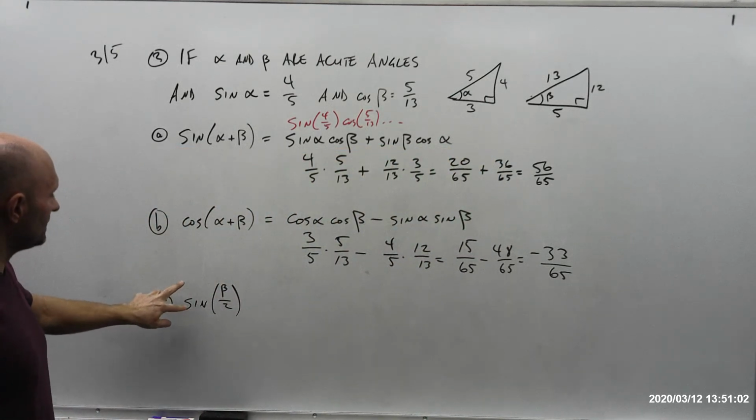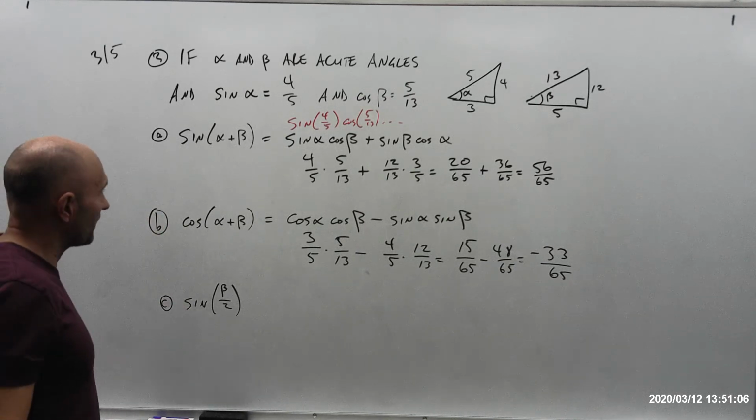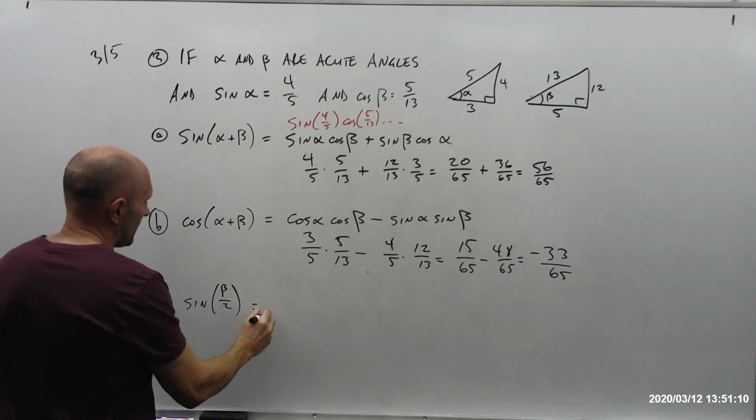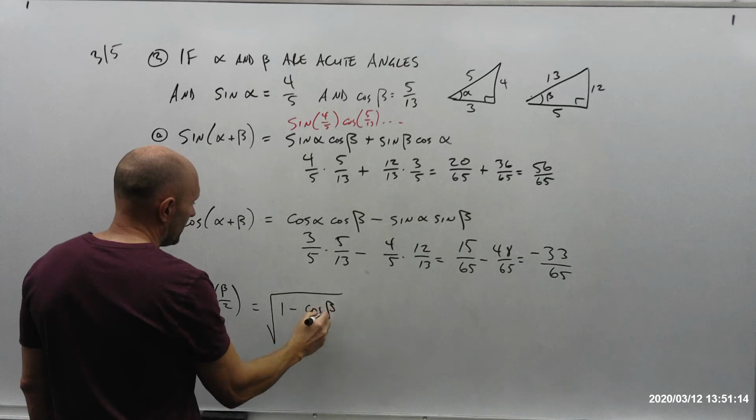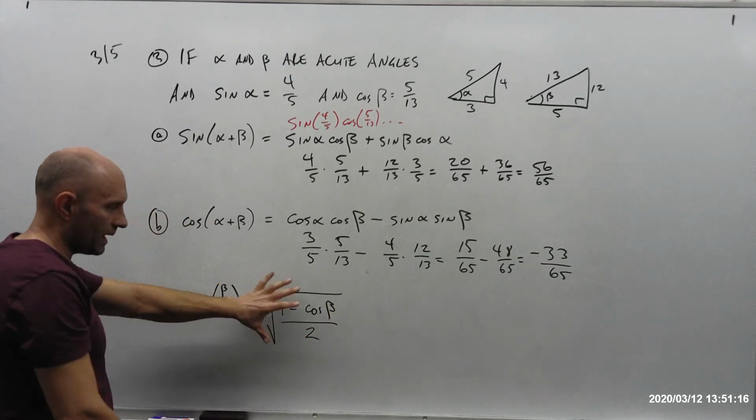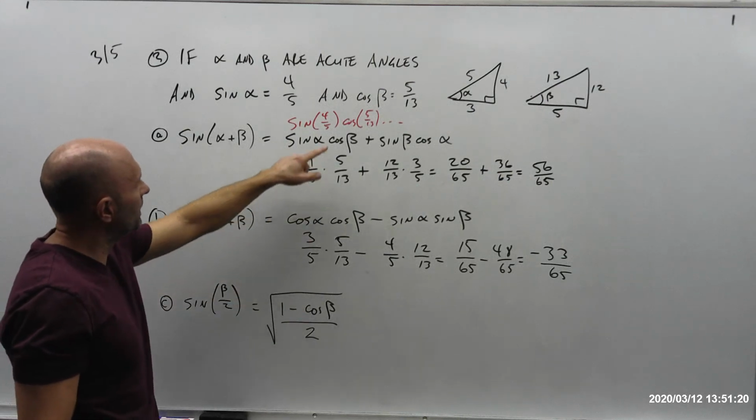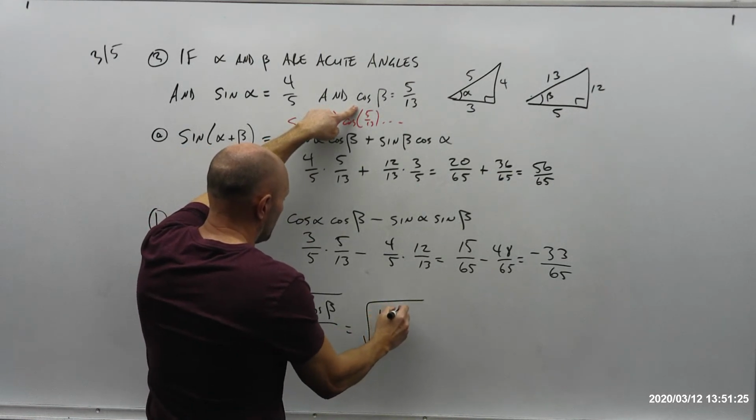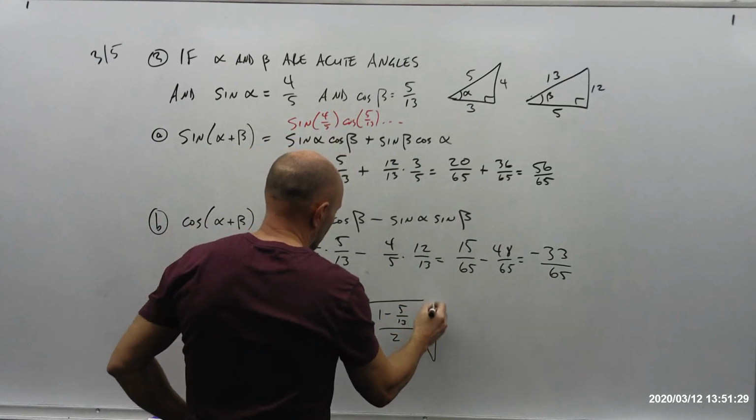Now last but not least, our half angle. So, sine, well, we're in quadrant 1, told us acute angle, so we know it's going to be positive. The formula is 1 minus cosine of beta all over 2. Everything is under the radical symbol. So what is cosine of beta? It was given to us, 5/13. So this is 1 minus 5/13 over 2.